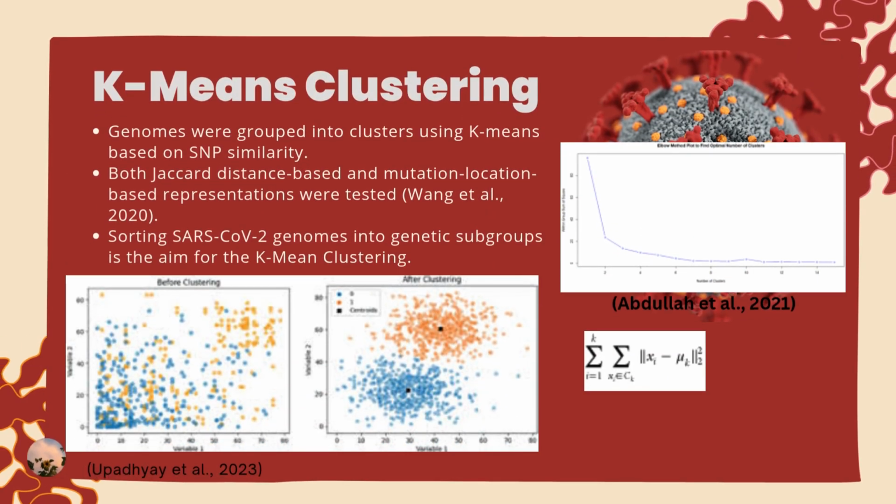Lastly, the K-means clustering algorithm was used to classify the SARS-CoV-2 genomes into genetically similar groups or subtypes. In this analysis, two types of representations were used, one based on Jaccard distance and the other on the location of mutations. To determine the optimal number of clusters, the elbow method was used. This method involves plotting the within-cluster sum of squares against the number of clusters and identifying the point at which adding more clusters no longer significantly reduces variability. The outcome of this step was the formation of genetic subtypes of SARS-CoV-2, offering insight into its transmission pattern and evolution over time.